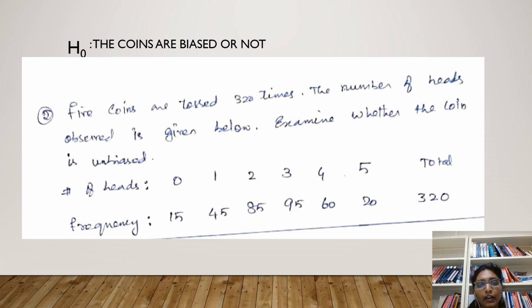So that is the first column, the number of heads, and the corresponding frequency. Out of 320 times, 15 times I got no head, that is 15 times all the 5 coins showed tails only. And 45 times only 1 head showed, 85 times 2 heads showed, 95 times 3 heads. Like that the frequencies are given. Okay, can you understand the problem clearly? Now our hypothesis is whether the coins are biased or not. We have to check that. That is our null hypothesis.